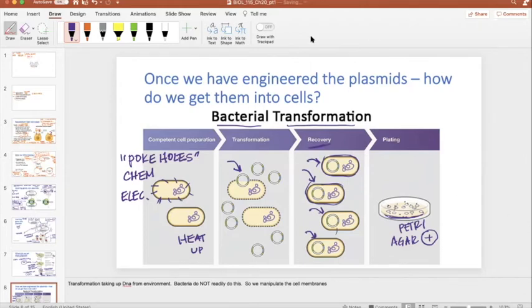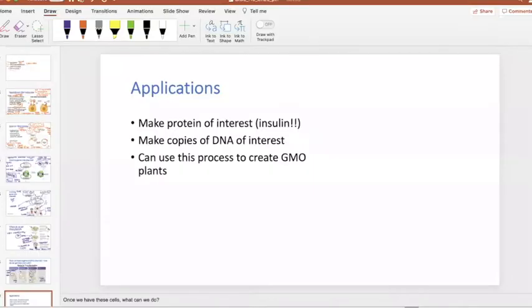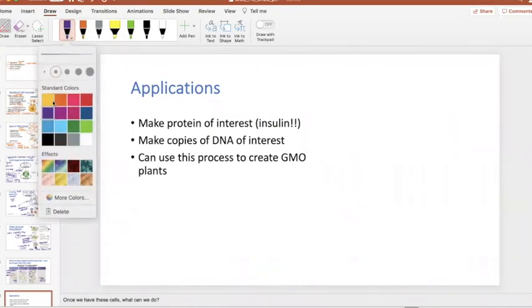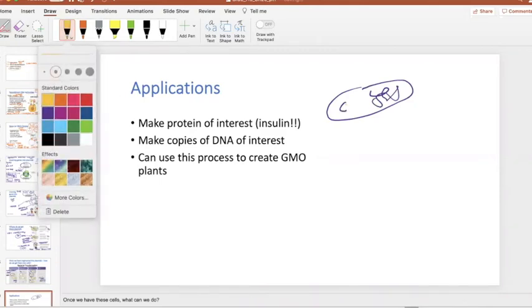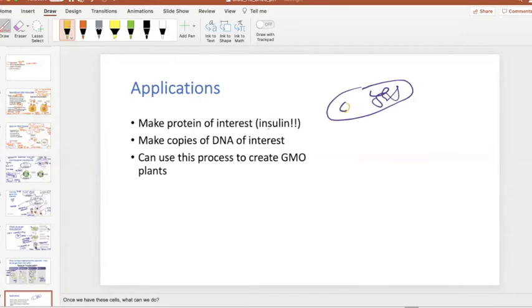Now, what can we use this DNA for? So once we've gone through this process, we can then do some things with these plasmids. We can do something with these little bacteria that have their DNA and their engineered plasmids inserted in here. Now, this whole story, I've used this example of using this system to make insulin.